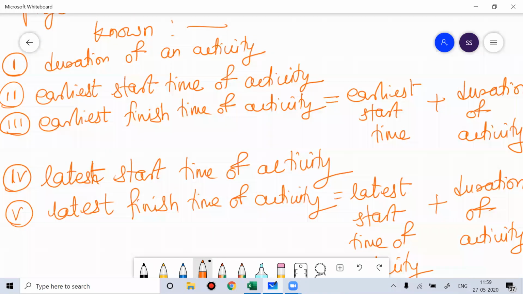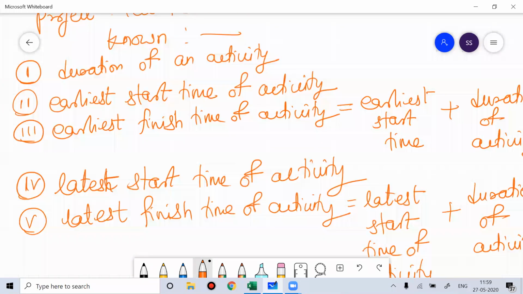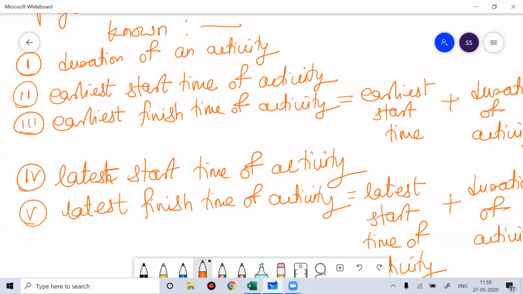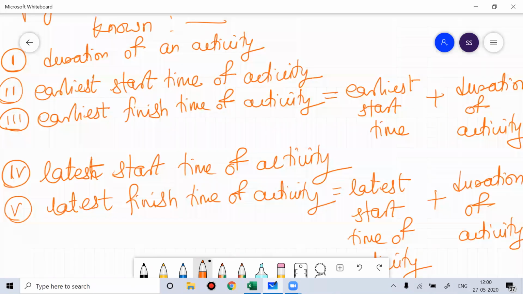You should know these terms when you work on the project. These terms are very important before I start solving using forward pass calculation or backward pass calculation. So: earliest start time of the activity, latest start time of the activity, earliest finish time of the activity, latest finish time of the activity, where the earliest finish time of the activity is equal to the earliest start time of the activity plus the duration of the activity.